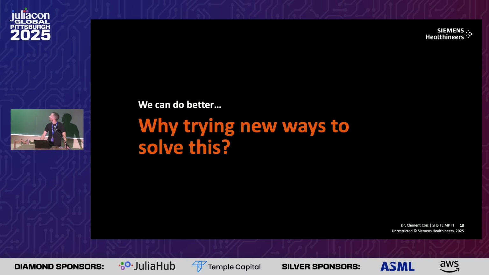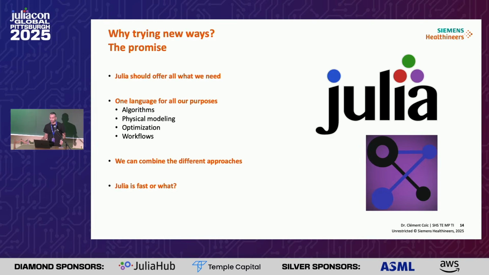So you can get why we want to try new ways, why we want to do something that would be fast and that would be physical. As you see, we had two parts. One part which was really algorithm based, and the other part which was more physical. And we basically believe that with Julia we can have all that.